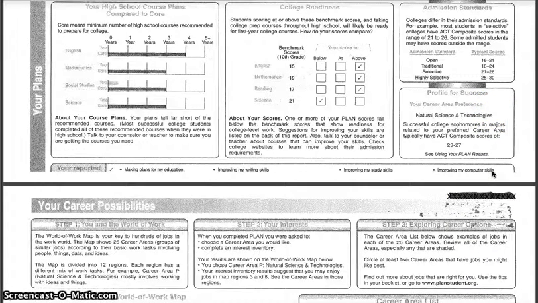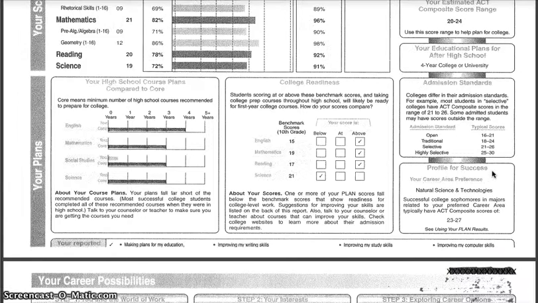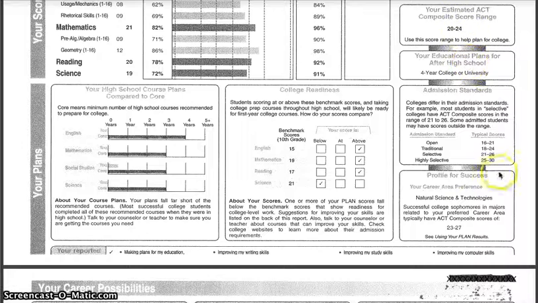This student says that they would like to do natural science and technologies as their career preference. To do that, other students who are successful in those major areas had a composite score of 23 to 27. So you can see this person is in good shape to fall into that area and be successful in those areas. They just have to keep working.